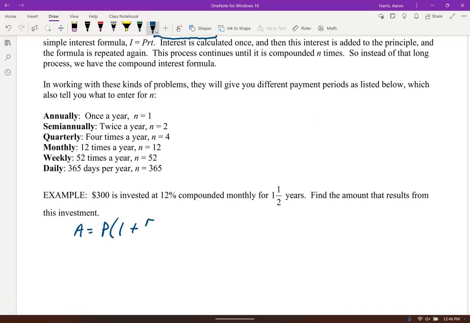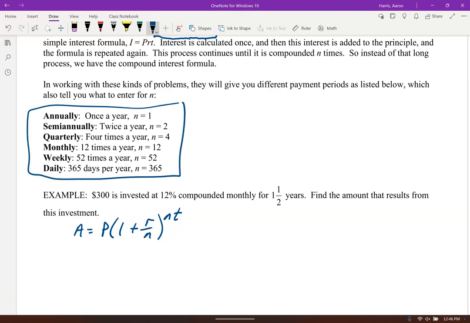In which P is your principal, R is your rate as a decimal, N is your compoundings, and T is your time in years. So it depends on how many compoundings you do. In this scenario, we're compounding monthly, so my N will be 12. We're putting this $300 in for 1.5 years, so we got 1.5 for our time. And $300 is how much we're putting in up front. That's the principal amount.